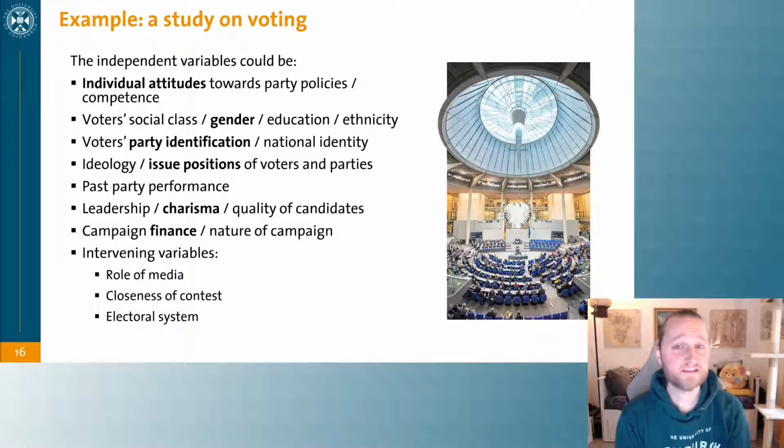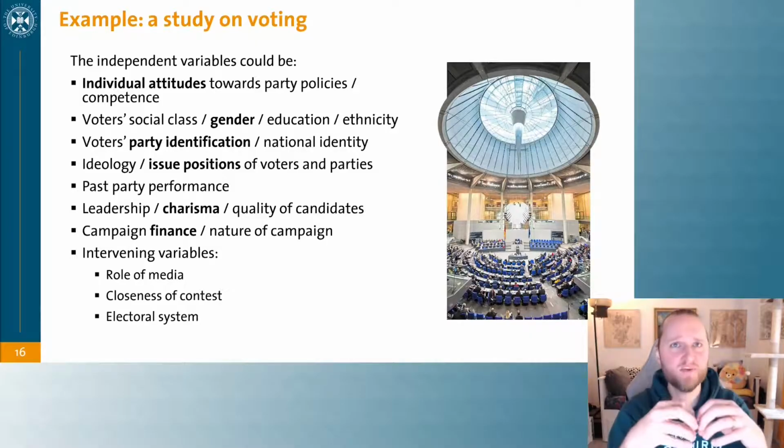Does it matter for the outcome of elections how campaigns are financed or how they are run, how professionally they are run maybe? And then we have a whole bunch of intervening variables that could also come into play when we study voting or voting outcomes in this case. What role does the media play? How they explain things, how they frame certain things, and what role, for example, does the electoral system play, which we'll have an entire lecture on, of course, later on in the course.